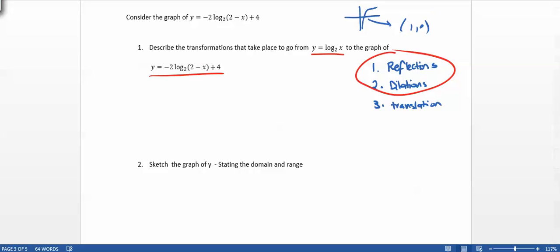Let's have a look at the reflection. If I was to go from log to the base 2 of x to negative log to the base 2 of x, let's look at just one reflection. What is happening? Well, first of all, it's a reflection. We're going from this to this. What are we reflecting in? A reflection in the x-axis.